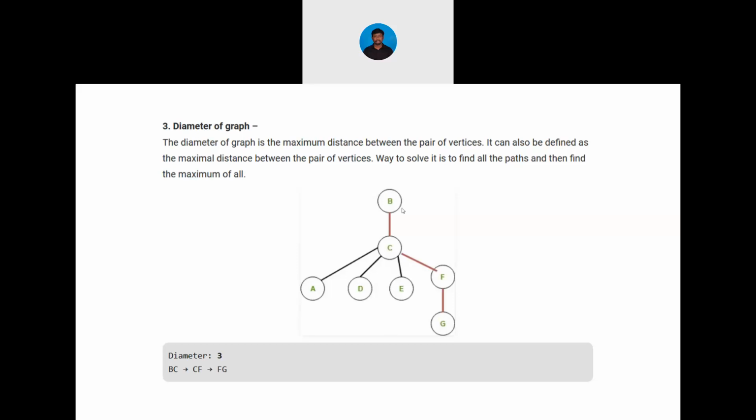Here the diameter of this particular graph is given as 3. Why is it 3? From B to reach G, what distance does it have to travel? B to C is 1, C to F plus 1, and F to G plus 1. So the diameter will be 3. This is the maximum of all the paths I am finding for this graph. If you go from B to D, it has a distance of 2. From B to A, it has a distance of 2 via C. For G, it has the maximum distance of 3, and hence the diameter of the graph is 3.